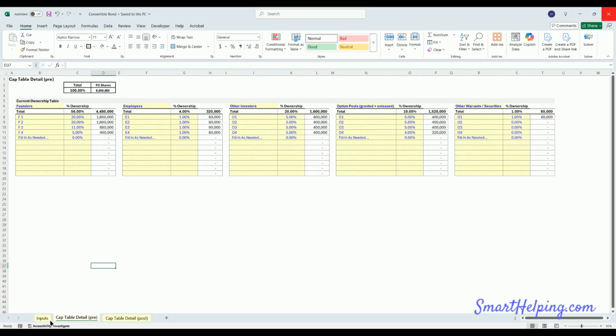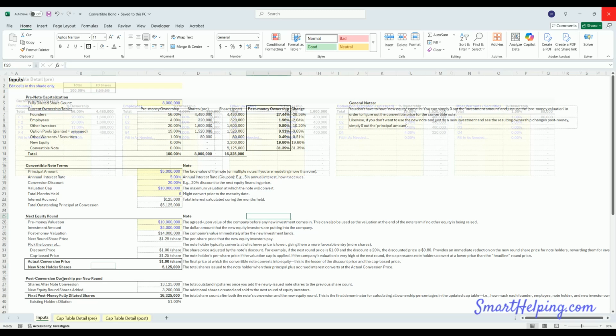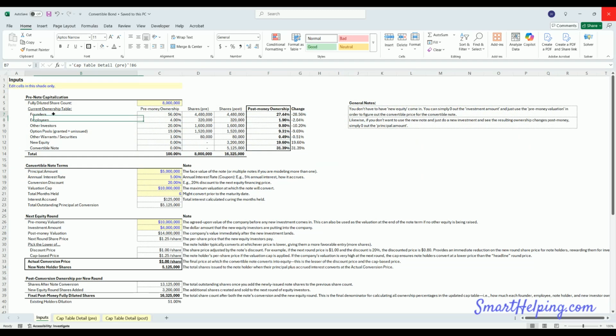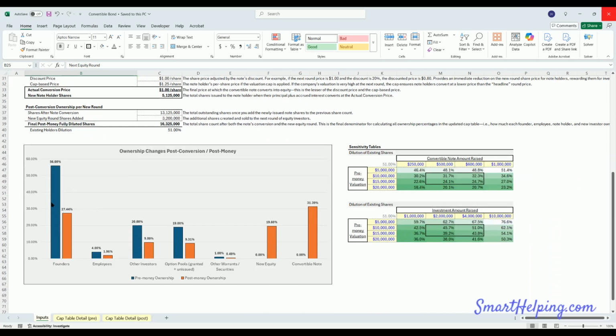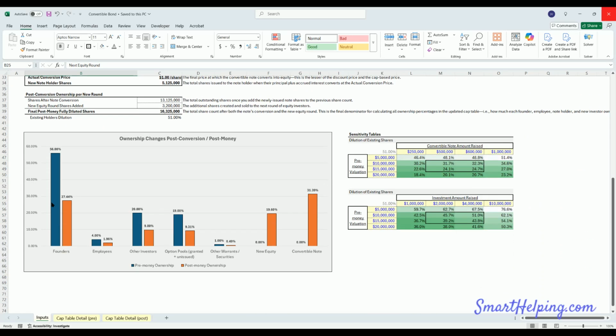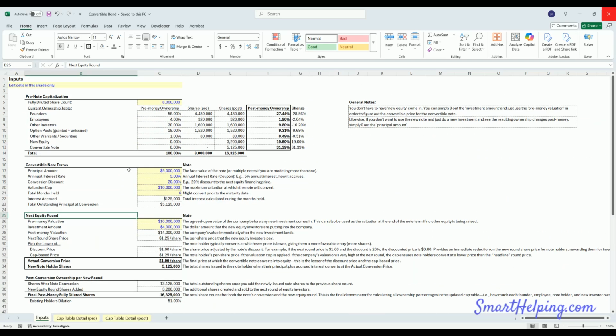I try to make it as dynamic as possible, so this is going to fit a lot of different scenarios. You could enter your details on each group of stakeholders on the cap table pre. That's going to come over here and populate the percentage ownerships. Now you can see I just try to put it in sections so it's kind of easier to digest. Note we do have some sensitivity tables and some charts here. But let's just start at the top.